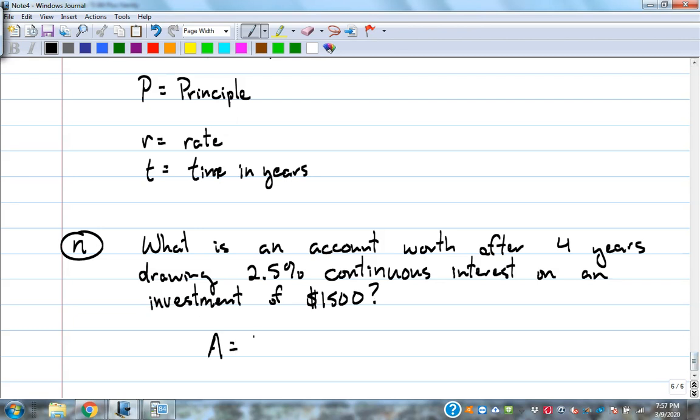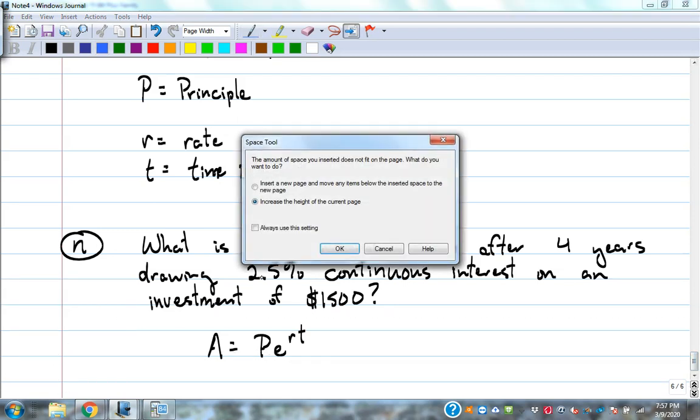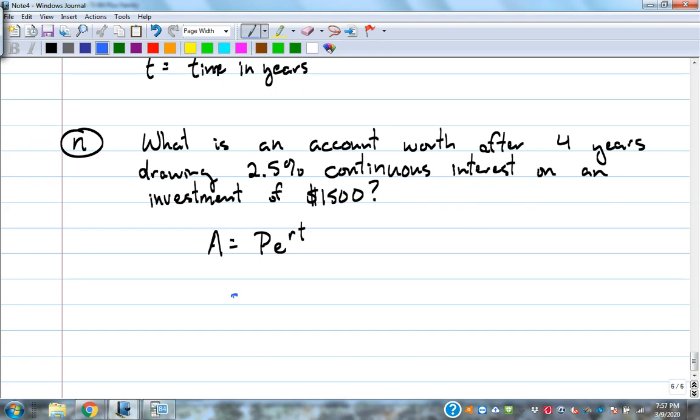So again, I always call this the PERT formula. That's how I remember it. We're just plugging in everything we know. We know that the principal investment is $1,500, E to the interest rate, 0.025. Time is 4 years. And that's going to get us the account worth. All we got to do is just punch it in the calculator the right way.